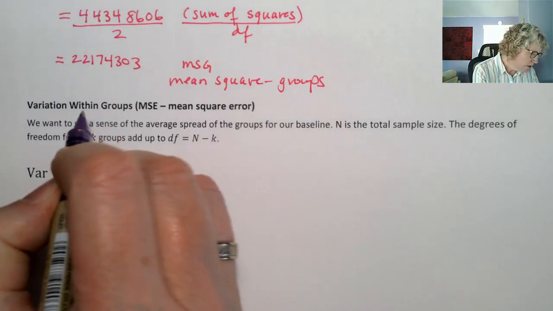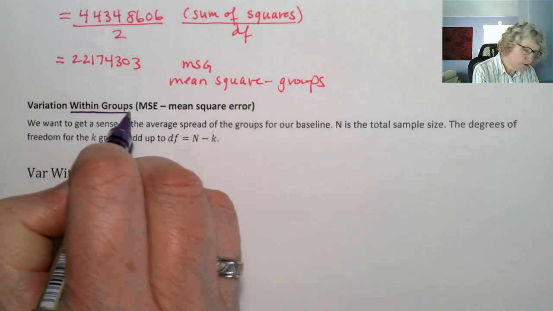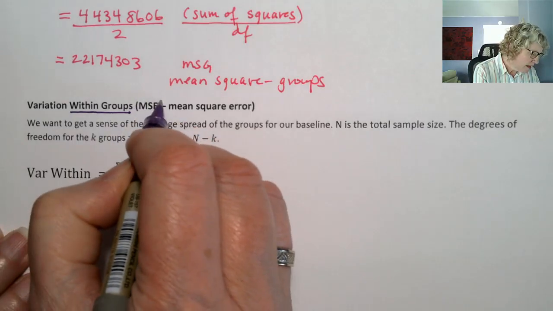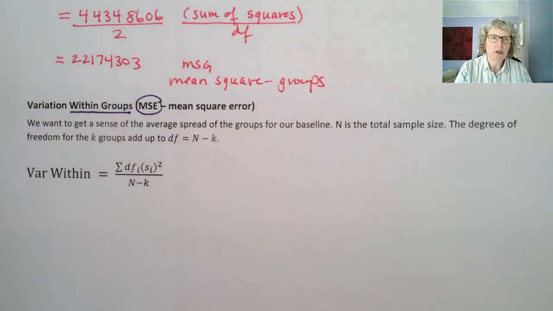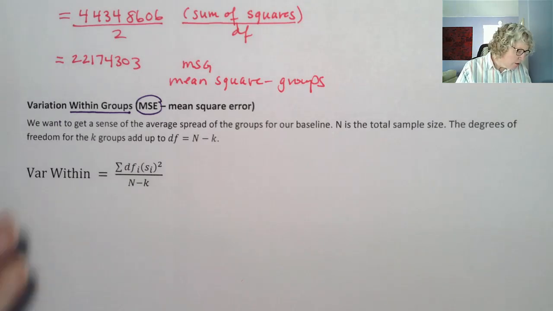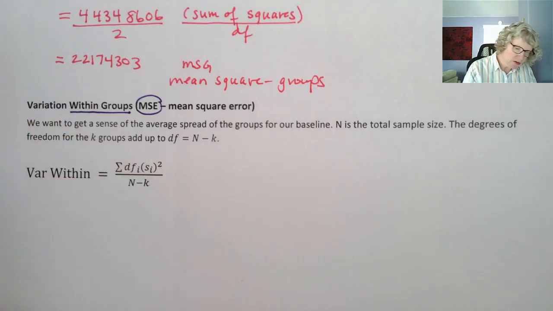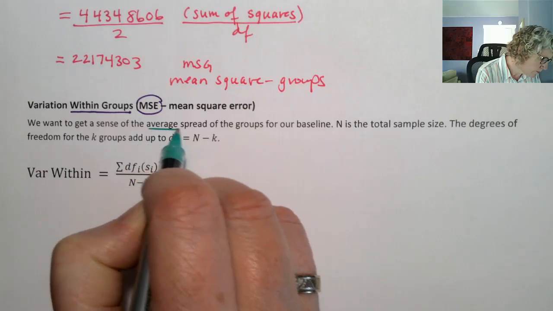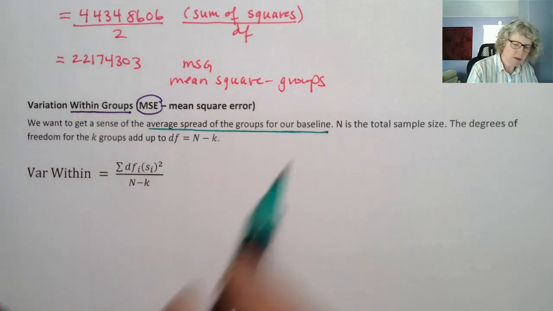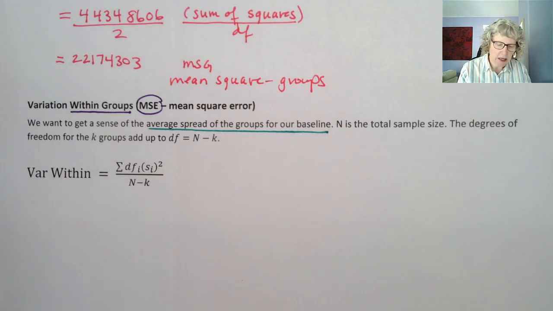So here, now we're going to do the variation within groups, and that's called the MSE, or mean square error. But again, if that feels like too much right now, don't worry about that. Just worry about the process, and then we'll come back to that a little bit. Okay, so now for the variation within, we want to get a sense of the average spread of the groups. Okay, so this is the baseline, or the denominator of the whole F ratio.